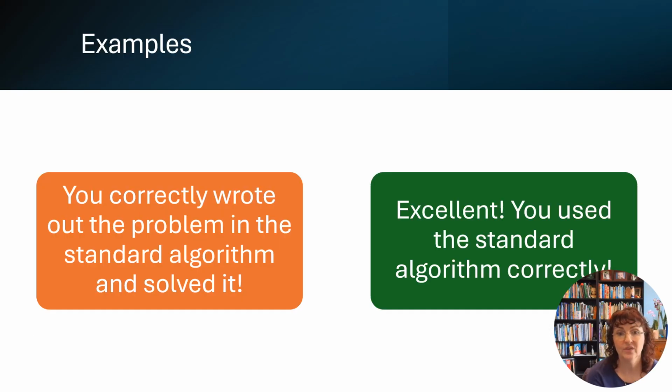In that example, the student solved the problem correctly. So I want to make sure that I highlight what they did well and what I was looking for in that problem. So the student correctly wrote out the problem, and so I wrote, you correctly wrote out the problem in the standard algorithm and solved it. Another way you could give that feedback is, excellent, you used the standard algorithm correctly.